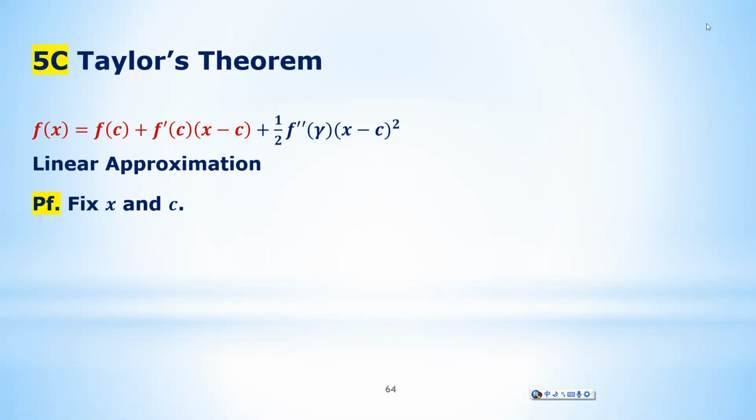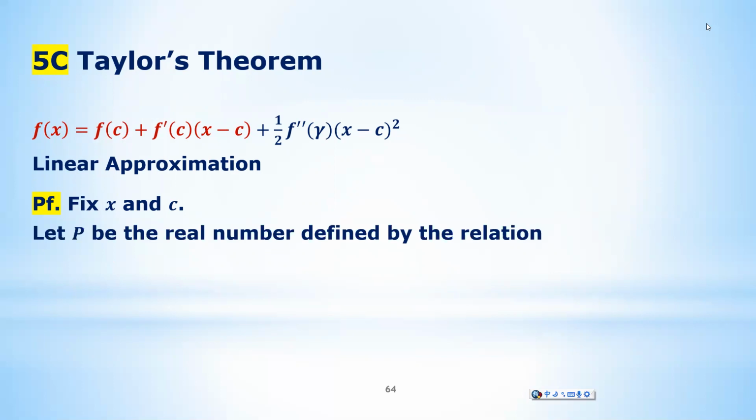I'm going to fix x and a c. I choose a c, and I also have a value x. Now I'm going to free these two values, x and c, and then I choose p as a real number. It's just a real number. I can always choose a p such that p satisfies the following relation.